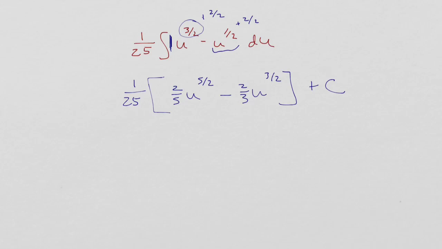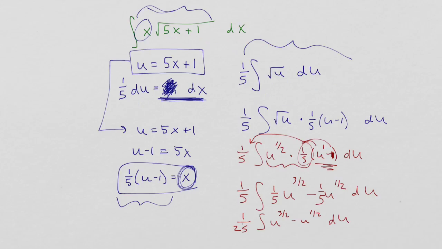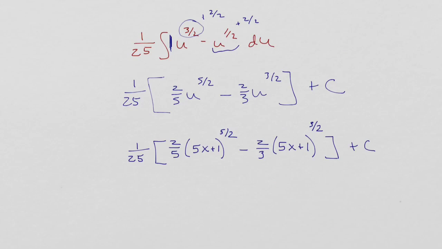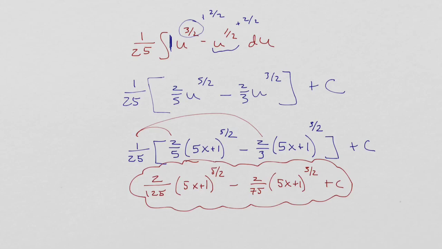And my final step here is to replace u with what we originally let u equal to, which was 5x plus 1. And there we have it. A really nasty answer. If I wanted to, which I totally do, I can distribute my 1/25 through and come up with this beautiful final answer.